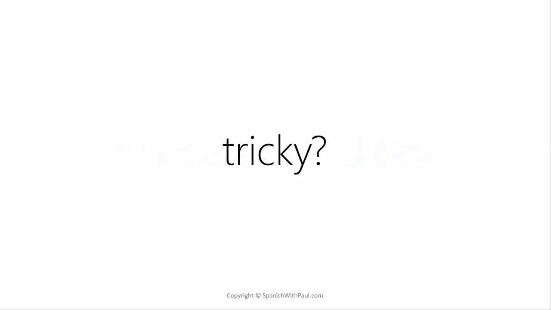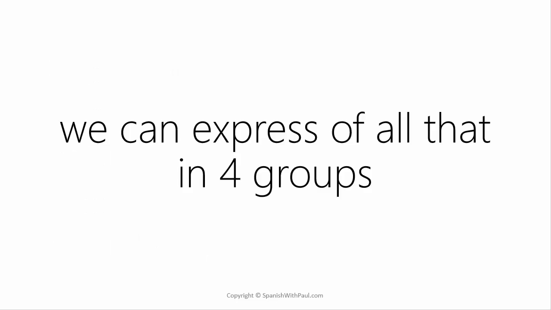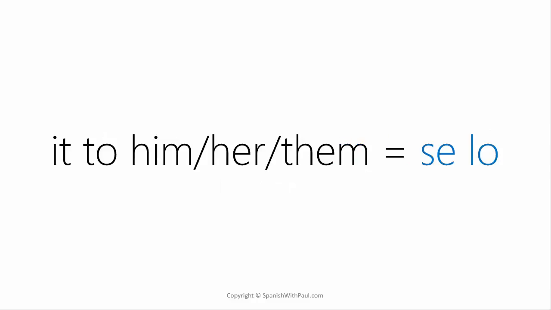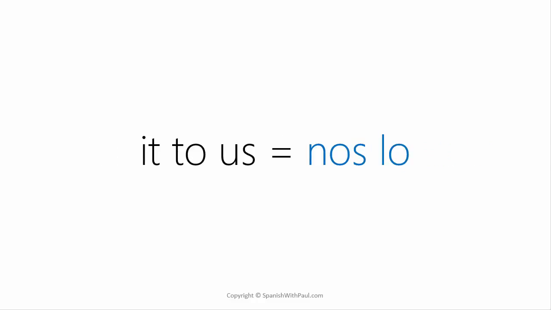Alright, so if you found that a little bit tricky, again, it's normal because this is not something we're used to in English. And here we're kind of stepping up to a new level with grammar. It's a little bit more advanced to express these things: it to me, it to him, it to her, it to us, it to them. But you'll see how in everyday language and conversation, it becomes incredibly useful to be able to express these things. And once again, we can do all of that in just 4 groups in Spanish. So we have me lo, te lo, se lo, and nos lo. In the lessons coming up, we're going to explore these other ones, te lo, se lo, and nos lo.